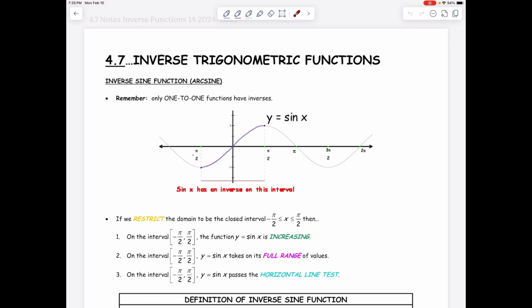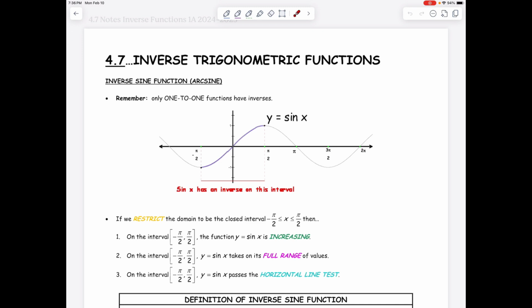So right off the bat, we're going to need to restrict the domain, and we need to make a selection. So if I restrict the domain like this, would it pass the horizontal line test? Sure. If I just pick this piece, that would pass. If I picked a longer piece, that would pass the horizontal line test. So there's a lot of different segments that we could use that would pass the horizontal line test.